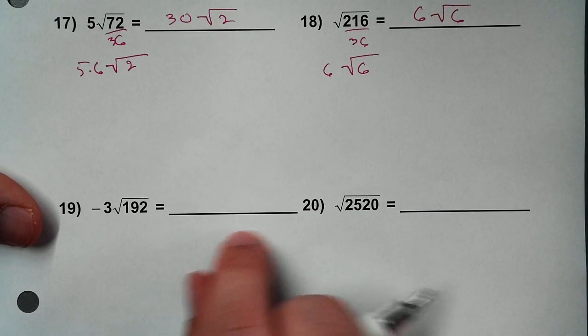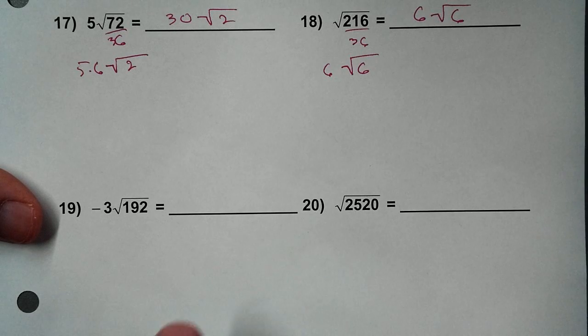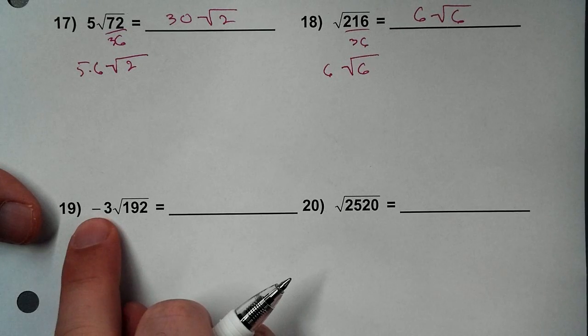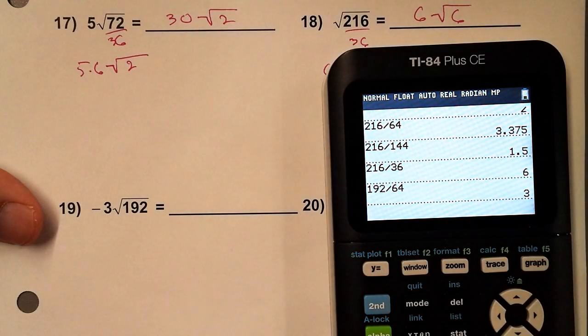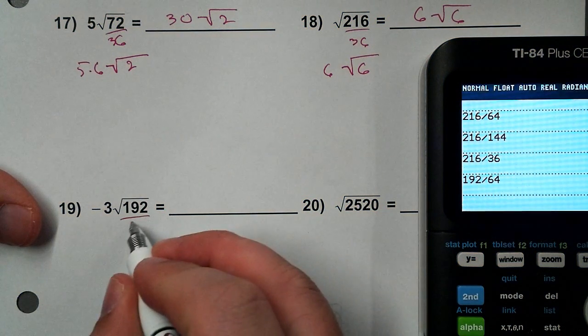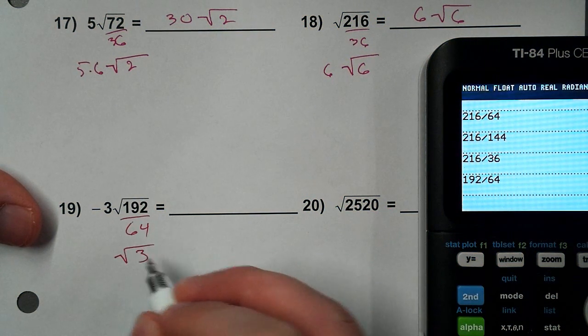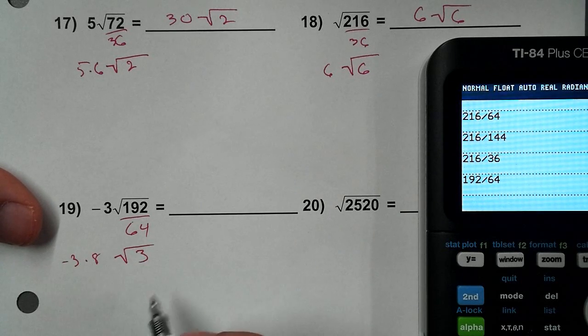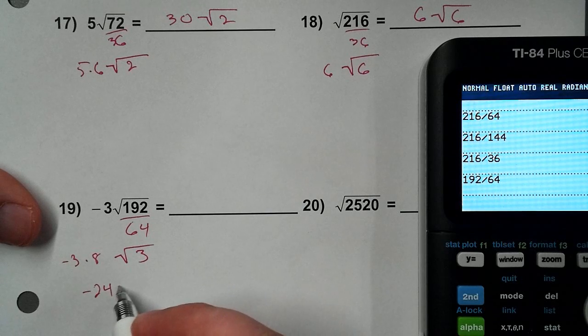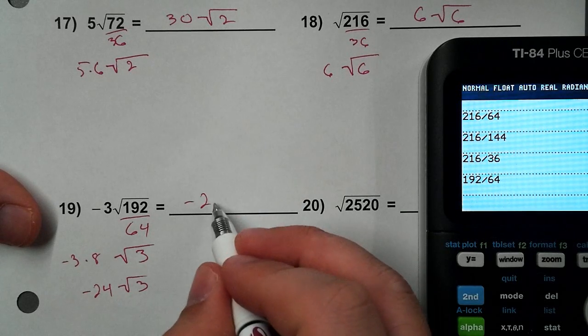19 and 20, same thing. I'm going to go ahead and work these out real quick. So ignore the negative 3. Handle this last. Let's find the square root of 192. It's not a perfect square, so let's go ahead and try 192 divided by 64. Let's try even numbers. And it went in there 3 times. So square root of 3 is left over. Square root of 64 is 8, so it's negative 3 times 8. Negative 3 times 8 is negative 24. And there's our answer.